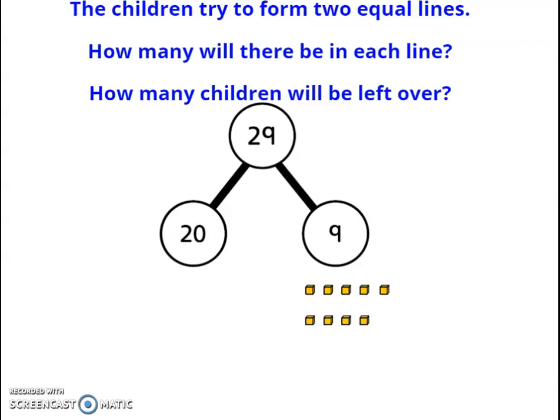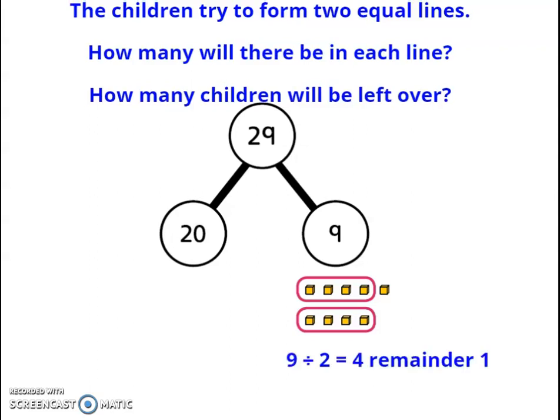For my next step, I'm going to focus solely on the ones, and we can remember that we partitioned our 29 into 2 tens, or 20, and 9 ones. So we're going to be looking at the 9 ones. And in this instance, I'm going to share my 9 into 2 equal groups. And we can see that when we share 9 into 2 equal groups, we get 4 in each group, but we have 1 left over. That gives us our remainder of 1. And recorded as a number sentence, that shows us that 9 divided by 2 equals 4, remainder 1.